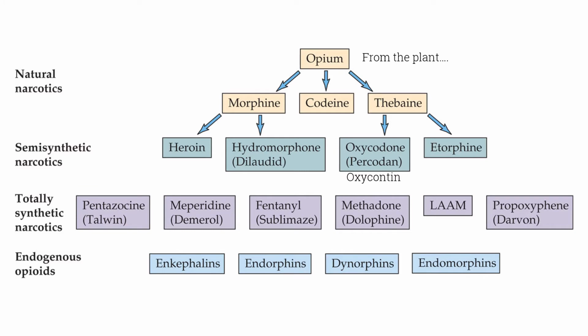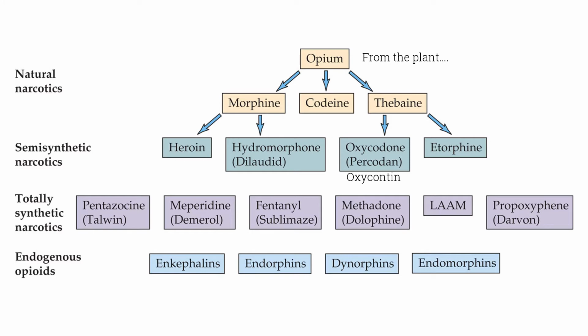So opioids can be divided into different classes. As I mentioned before, opium is made up of different opioids, such as morphine, codeine, and thebaine. Now, these are all naturally occurring narcotics, but they have since been chemically altered to create semi-synthetic narcotics. So, for example, morphine does not easily pass through the blood-brain barrier, but it has been chemically altered to create heroin, which very quickly crosses the barrier, resulting in a faster and more powerful narcotic effect.